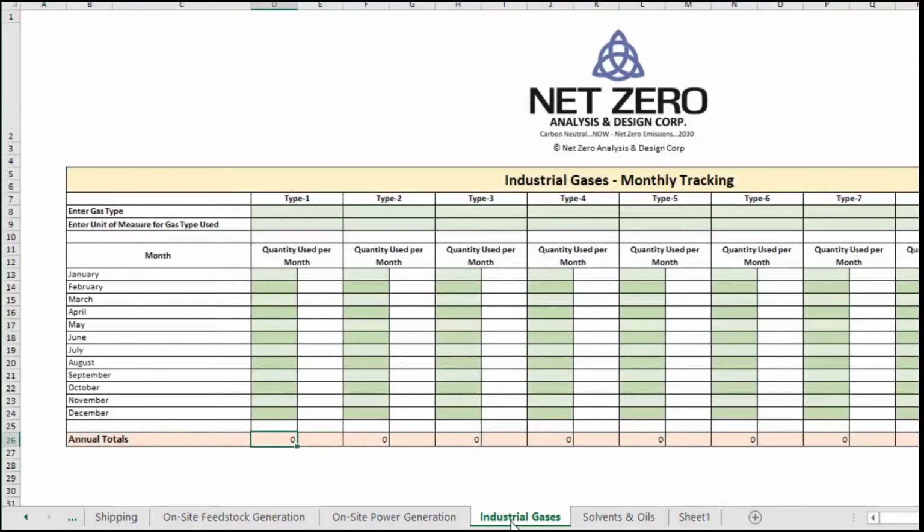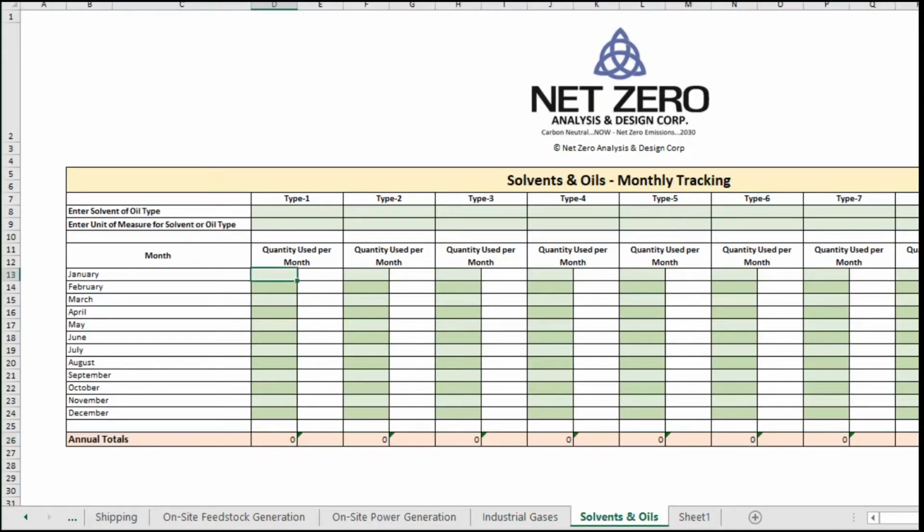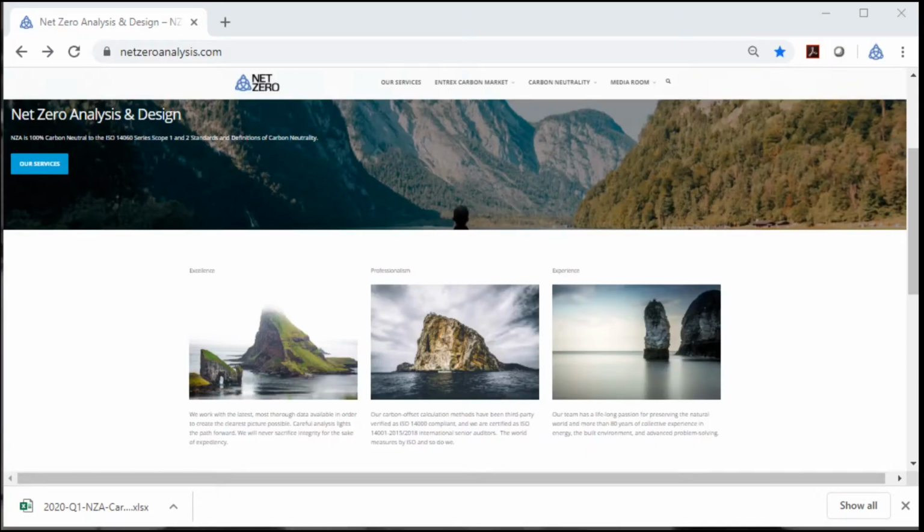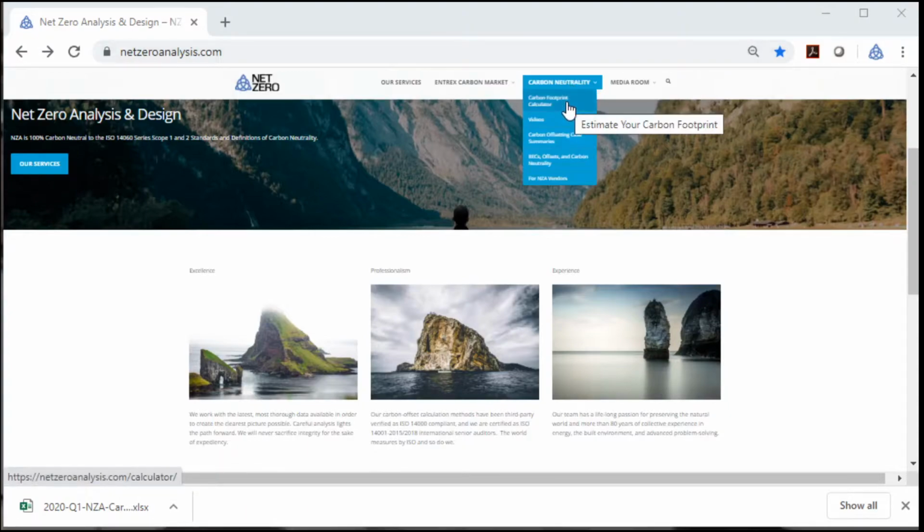There's also a section for industrial gases, and we can determine the carbon footprint from the use of those. And similar for solvents and oils. The carbon footprint calculator can be found on our website by selecting Carbon Neutrality and the Carbon Footprint Calculator tab.